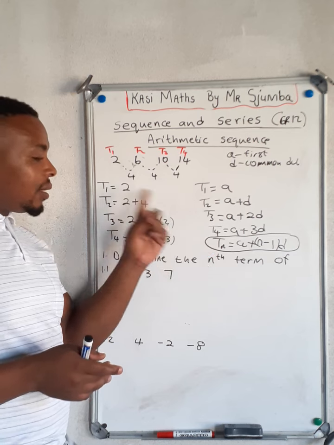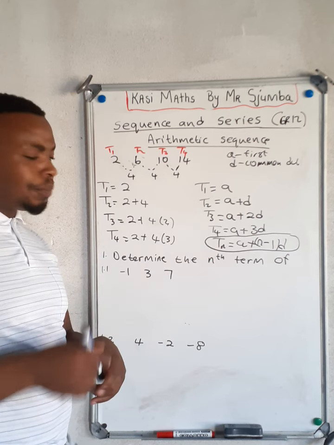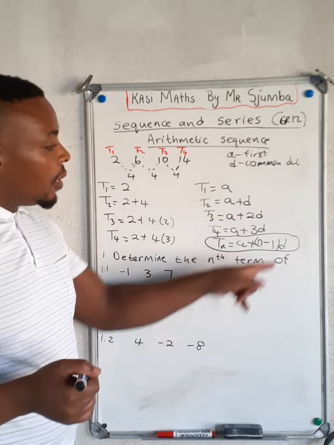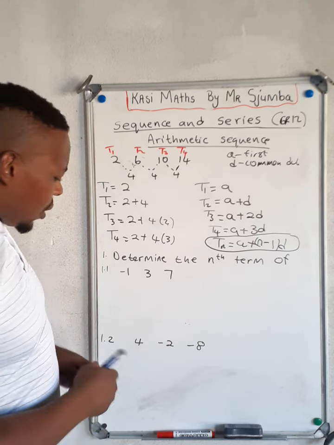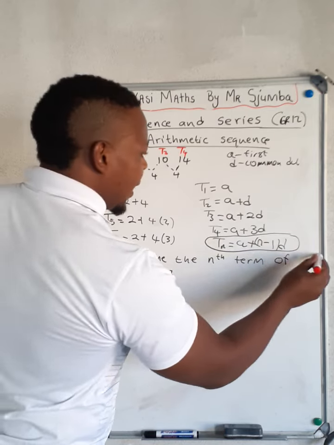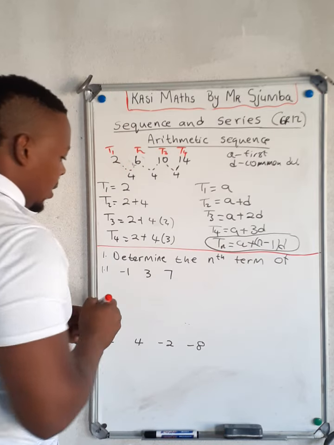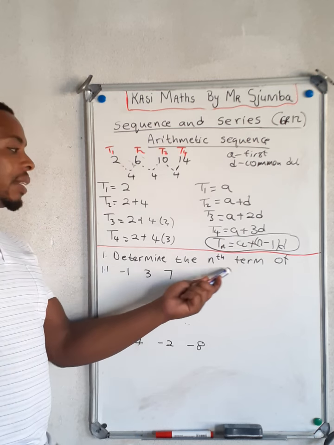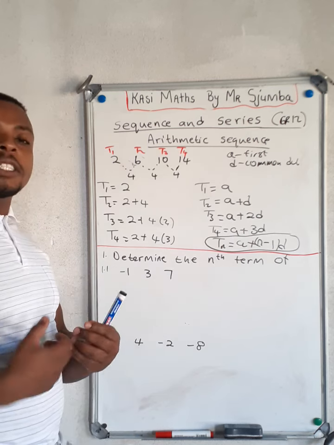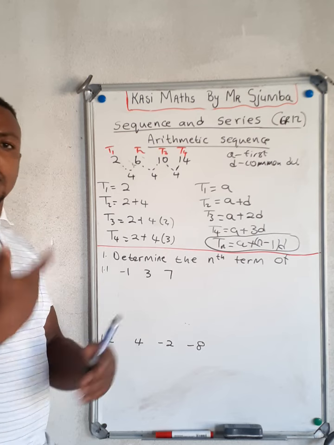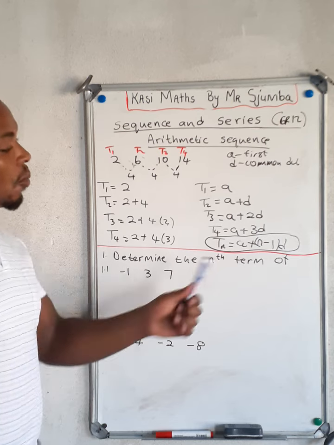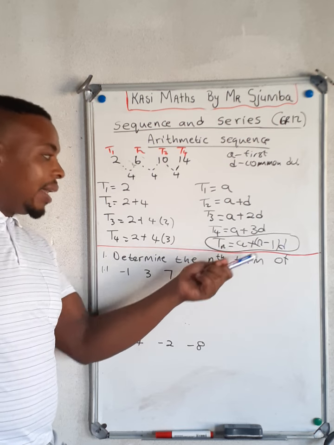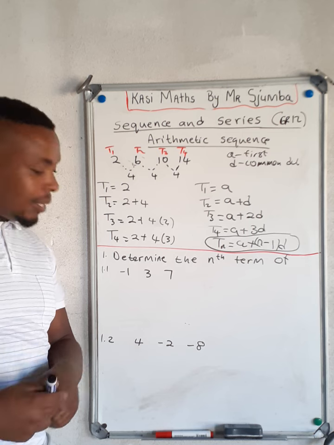So this is the formula to derive Tn, and now we can use it. A stands for the first term, D stands for the common difference. The question reads as follows: we should determine the nth term. The nth term is the general term, the formula, the equation. In the formula we have the variables A and D as numbers, and Tn and n.